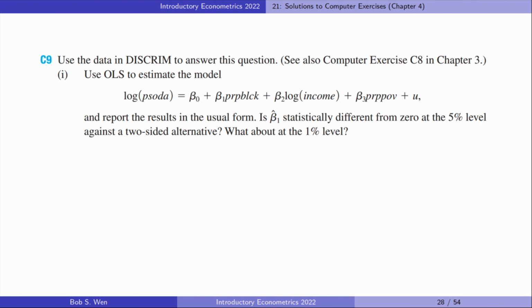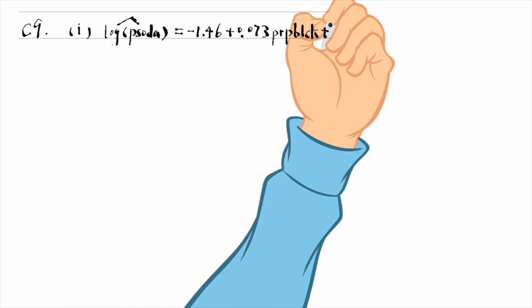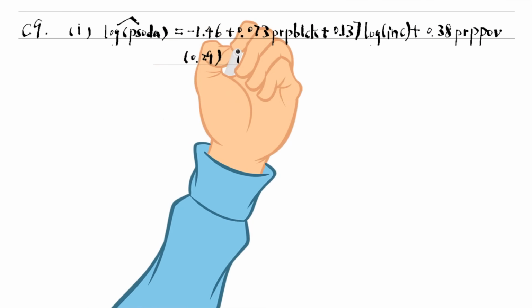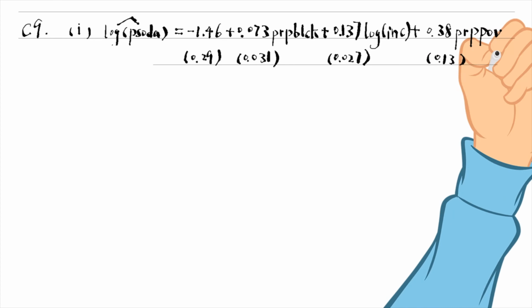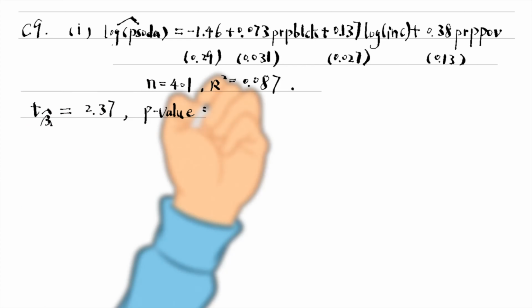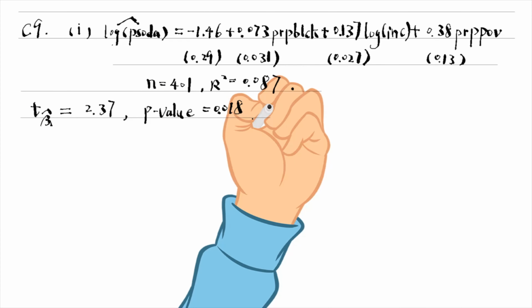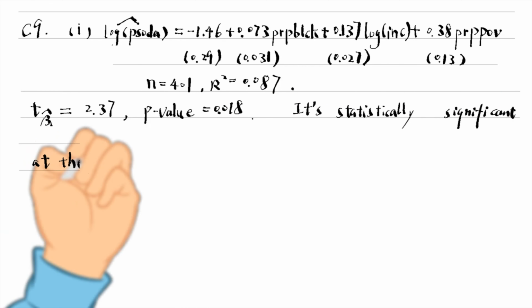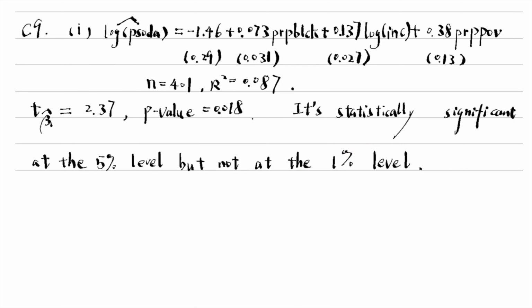Let's do computer exercise number 9. We regress the log soda price on the proportion of black, the log income, and the proportion in poverty. The estimated equation is as follows. The t statistic is 2.37 and the two-sided p-value is 0.018. It suggests that the proportion of the black variable is statistically significant at the 5% level, but not at the 1% level, against a two-sided alternative.